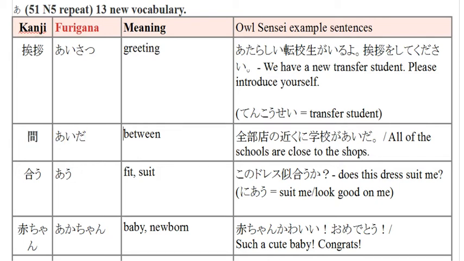The second word is aida. Aida, between. So, zenbu mise no chikaku ni gakkou ga aida. All of the schools are close to the shops. They're in between lots of shops. Or lots of shops are in between these schools. So, zenbu, all of, mise, shop, no chikaku ni. Chikaku, close by, chikaku ni, to be close by of the shops. And gakkou for school, ga, aida, between. So all the schools are close to the shops.